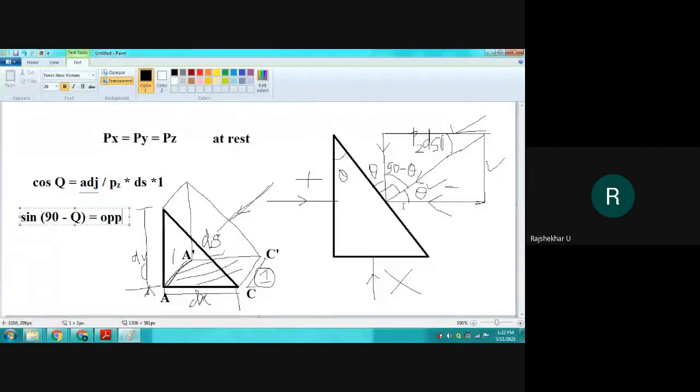So this side and this side are the same. This side will be equal to this side, which is opposite to this force. So opposite is what I want: opposite upon hypotenuse. The hypotenuse is the same for us, which is Pz ds into 1.